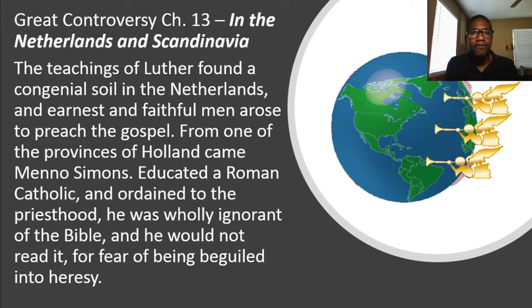The teachings of Luther found a congenial soil in the Netherlands, and earnest and faithful men arose to preach the gospel. From one of the provinces of Holland came Menno Siemens, educated Roman Catholic and ordained to the priesthood. He was a monk. He was wholly ignorant of the Bible, and this is what many Catholic people are today.